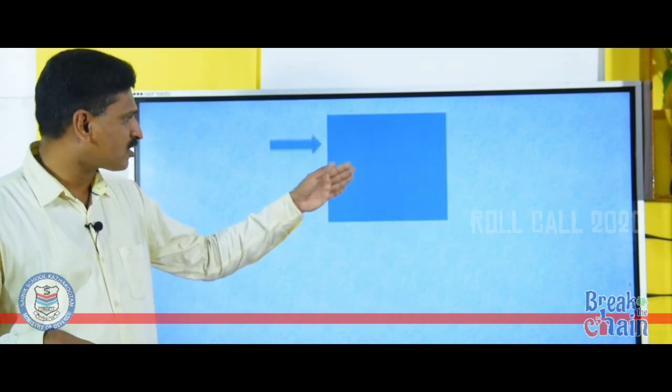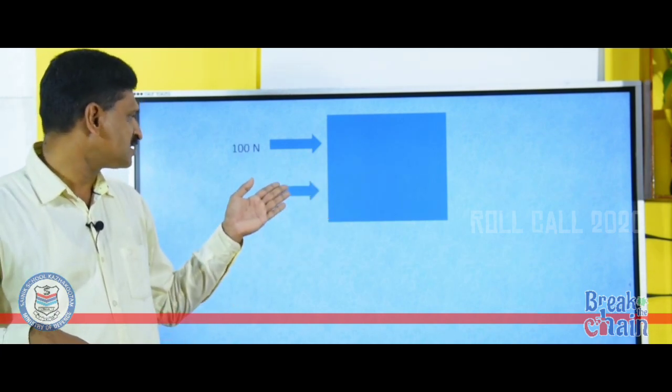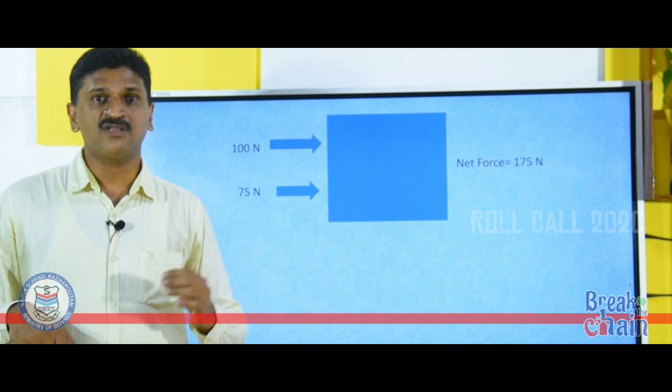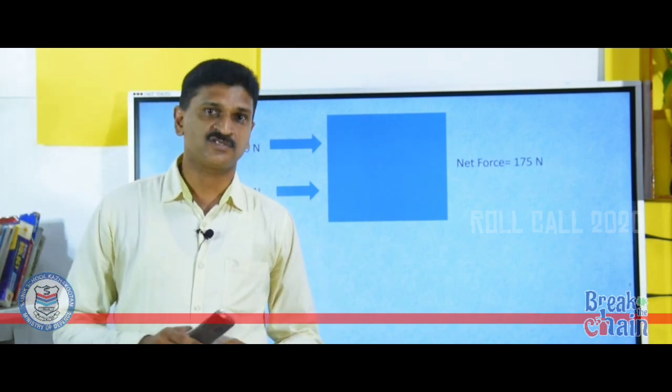Again, the same block is acted upon by two forces. One is 100 Newton, another one is 75 Newton. So, what is the net force acting on it? It is 175 Newton. See the net force.